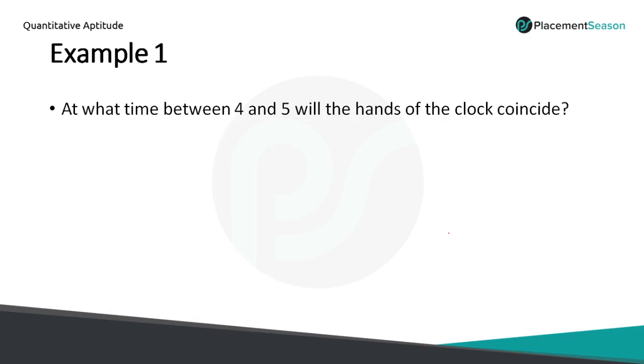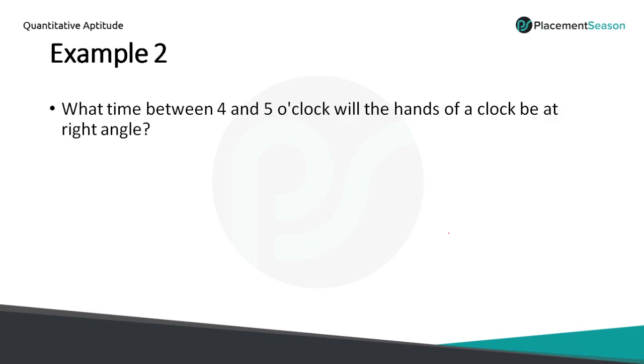At what time between 4 and 5 will the hands of the clock coincide? You need to find the exact coinciding time between 4 and 5. Similarly, at what time between 4 and 5 o'clock will the hands of the clock be at right angle? You have to find the exact time once again in this scenario also.